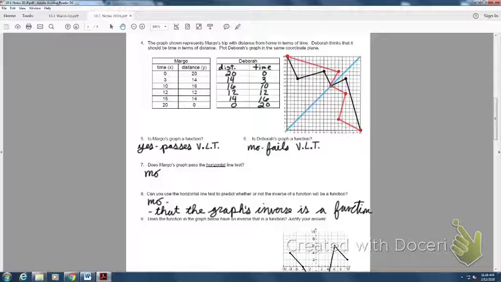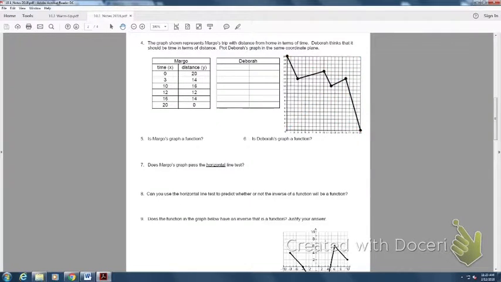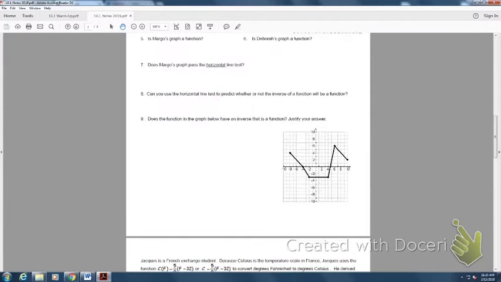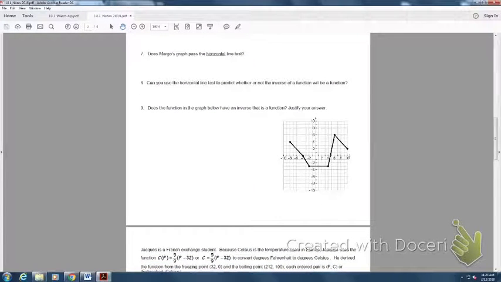And then we'll look at that graph down there at the bottom. On the bottom it asks, does the function in the graph below have an inverse that is a function? Now first, we'll just say that graph is f of x. Is that graph a function? Yes, because it passes the vertical line test.